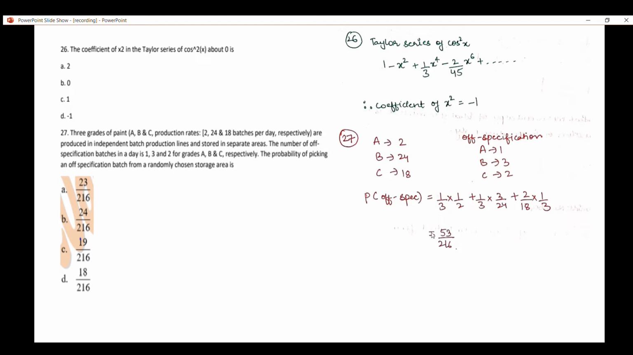So what I am getting is 53 by 216, and there is no such option given here. If you know any better methodology to do this question, you're most welcome. But I feel the methodology is correct and the answer is also correct here.